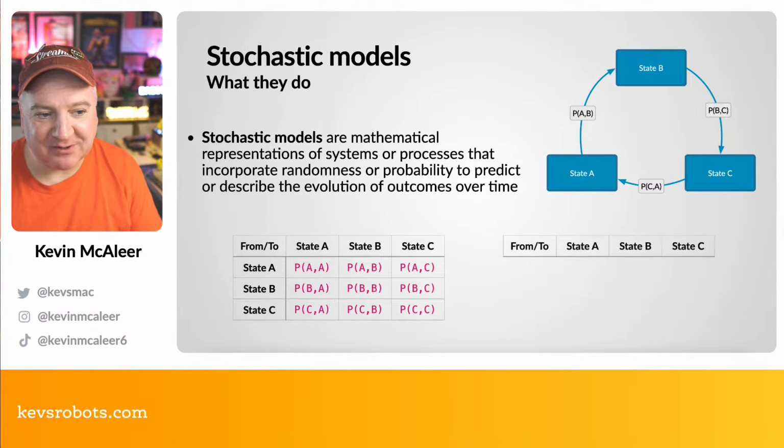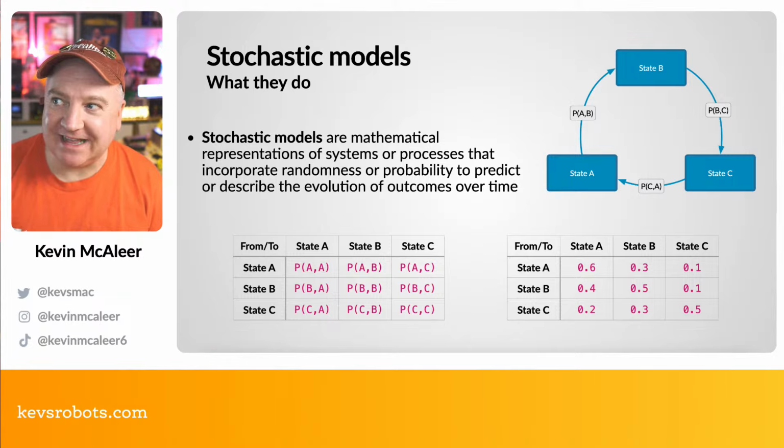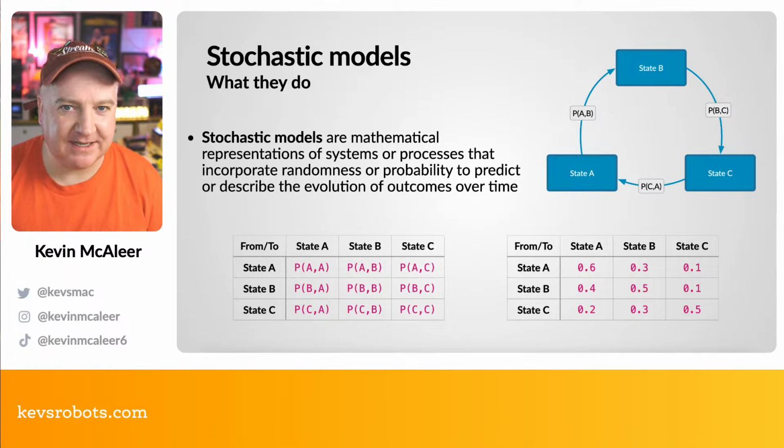So, stochastic models and what they do. Stochastic models are a mathematical representation of systems and processes that incorporate randomness or probability to predict or describe the evolution of an outcome over time. That's a really in-depth way of saying, I should have run this through ChatGPT and had it summarize it for me.